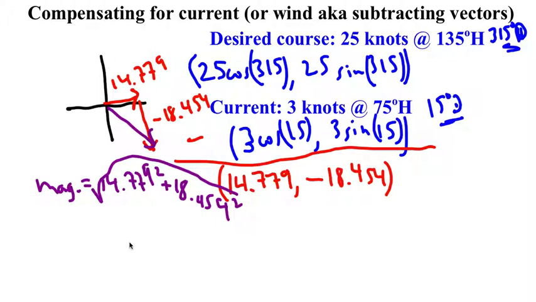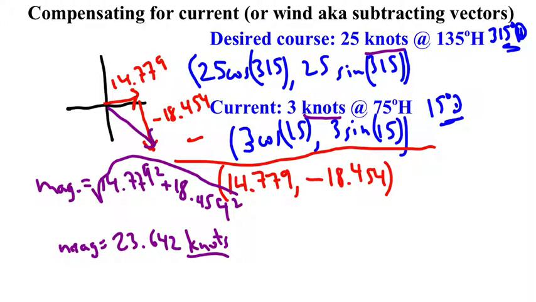So when you do that, you get the magnitude, or 14.779 squared plus 18.454 squared. So that is 23.642. And because this is our magnitude, that's going to be in knots again. How do I know that? Because I was given knots as the magnitudes, so I end up with knots again, nice and consistent.